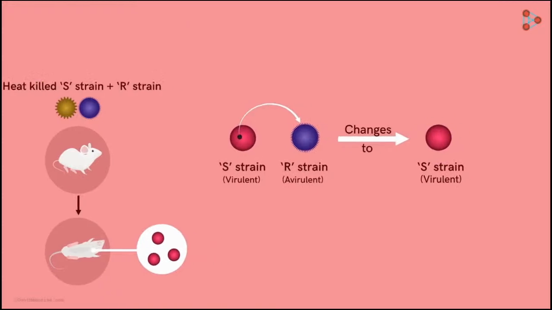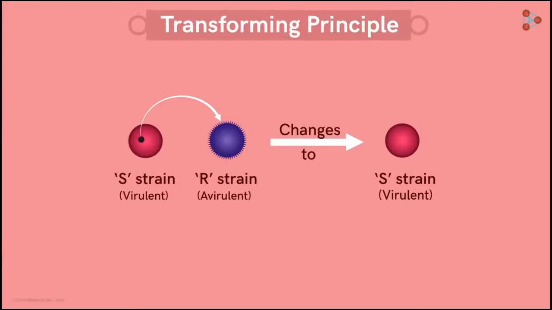He named the transforming factor the transforming principle. He did not really know what exactly this was and hence named it just the transforming principle. But he predicted that this could be the genetic material. Was this really the genetic material? Or was it something else? Let's find that out in the next part.